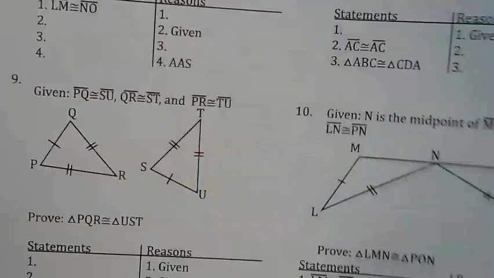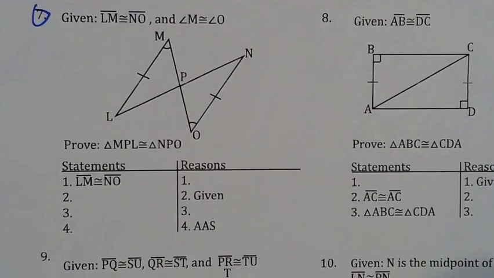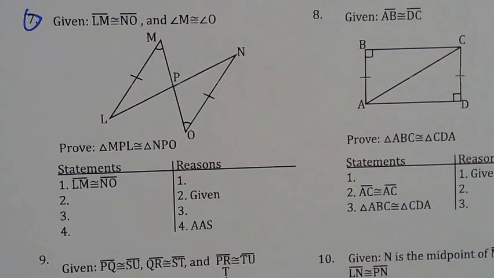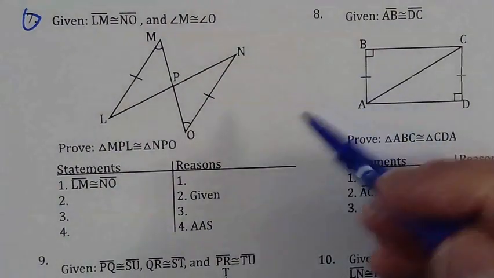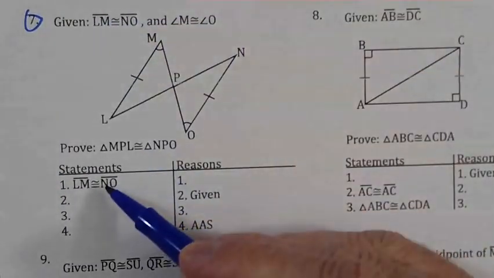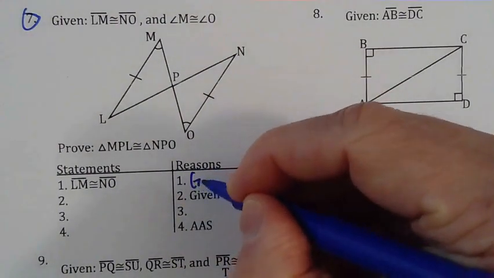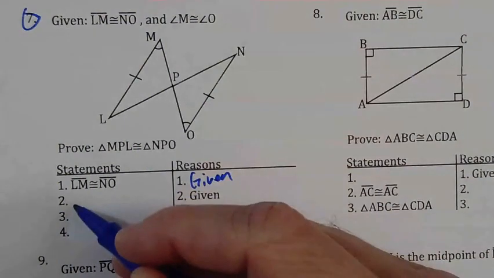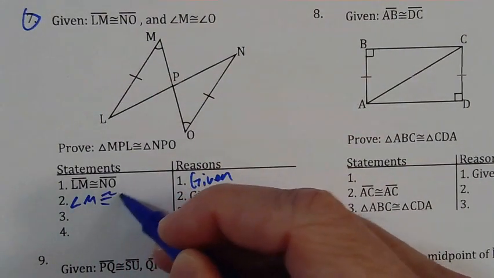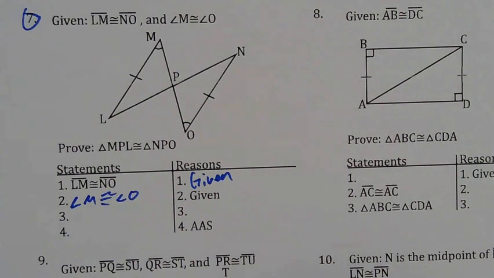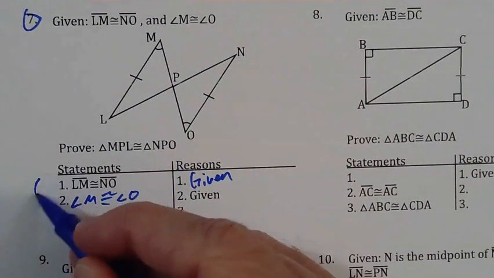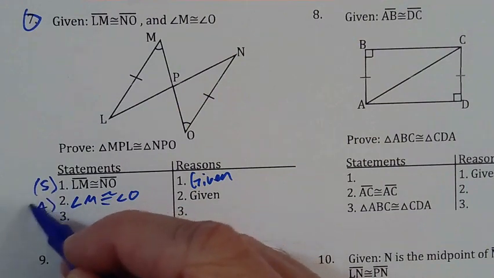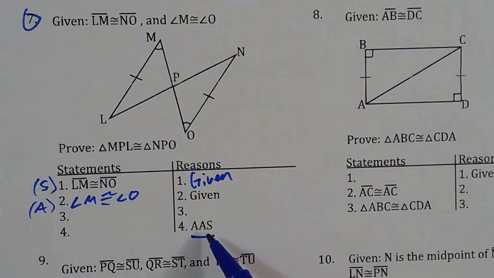On the second page, I only found one problem that I thought would be different enough for us to take a look at right now. Let me make sure that I'm focused here. Lots of blanks on this one. LM is congruent to NO. That is given. The other given information is that angle M is congruent to angle O. And then they're going to use angle, angle, side to finish this one up. So far, I've got a set of sides. I've got a set of angles. So it looks like I'm going to need another set of angles.